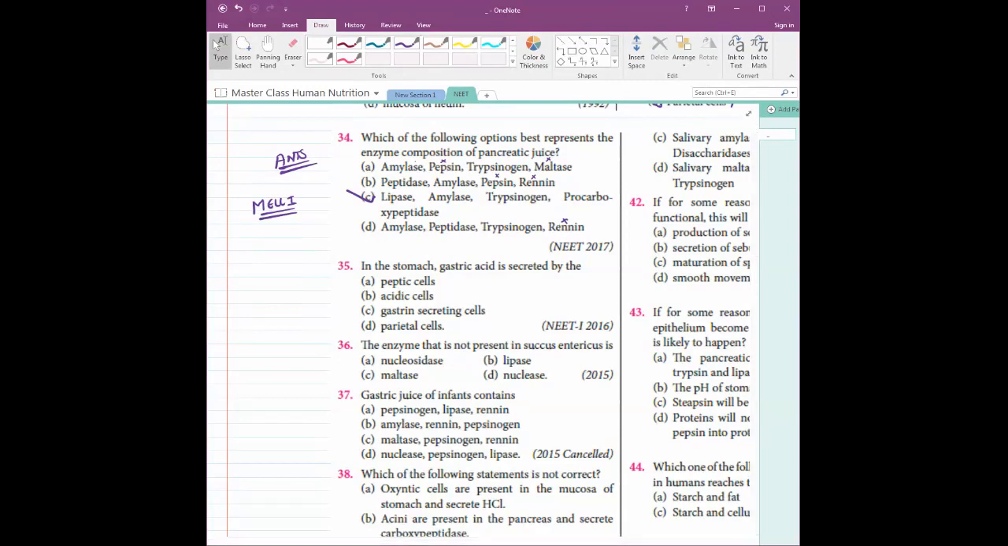Okay, next question goes to Swaroop. In the stomach, gastric acid is secreted by? Yes, everybody is right. It is going to be your parietal cells. Can anybody give me the other name for parietal cells? Guys, this is going to come up again and again. Parietal cells or oxyntic cells.